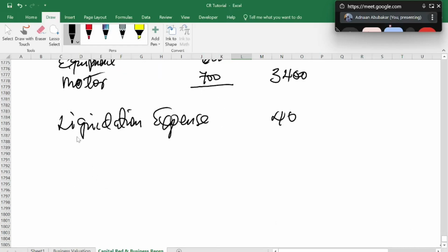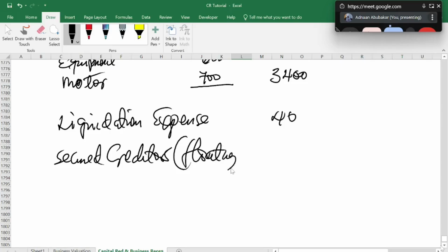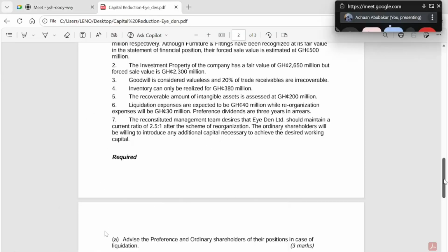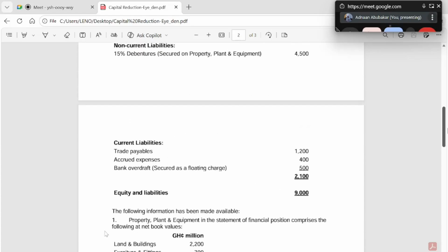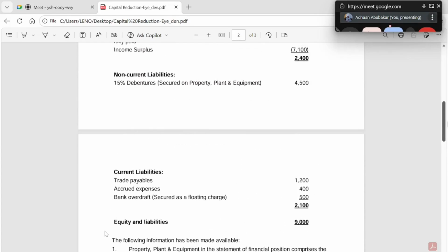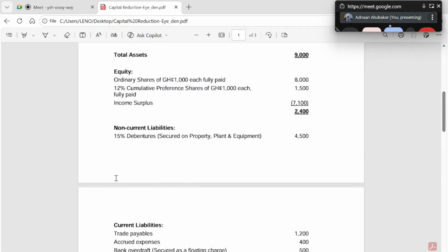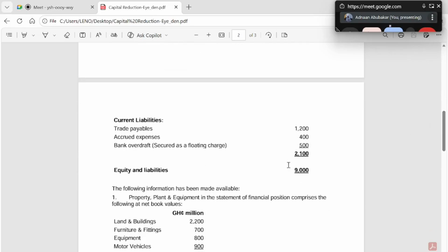The next one is secured creditors, floating. So the floating is under who? Let's go into the question to see. Preferential creditors, we don't have them. Those people are the salary and the social security and all that. We don't have them. That is why I moved to this side. I get that, but you have to keep it in mind. So, secured creditors floating are which people?